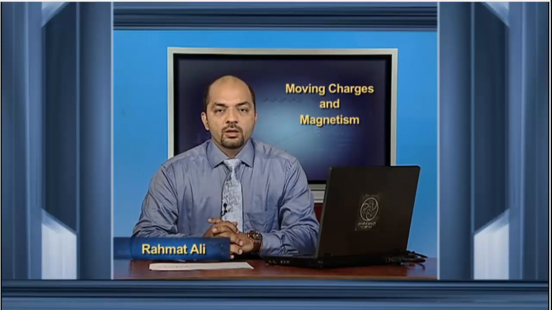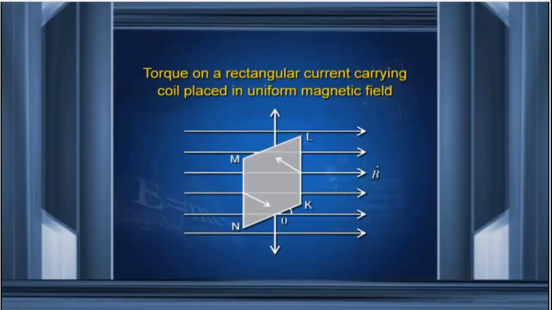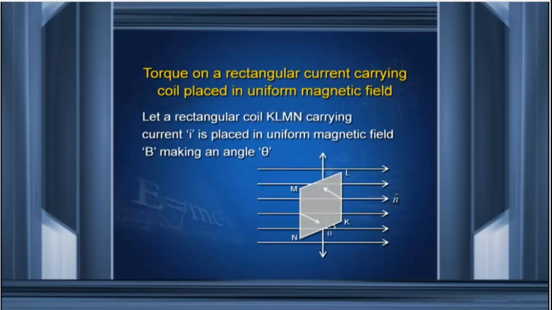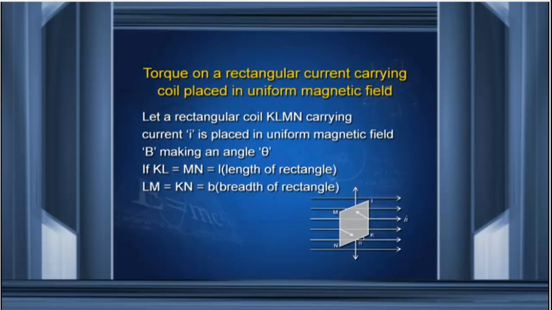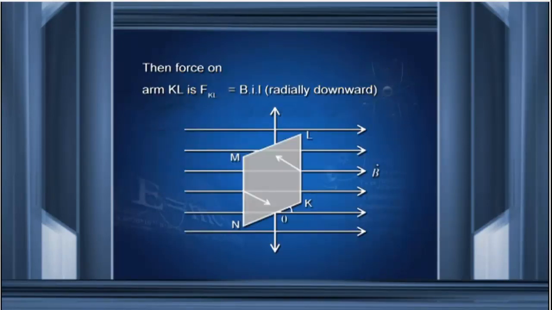We'll begin with the topic torque on a rectangular coil carrying current placed in a magnetic field. Let a rectangular coil KLMN carrying current I be placed in a uniform magnetic field B, making an angle theta. If KL equals MN equals the length L of the rectangle, and MN equals KN equals b, the breadth of the rectangle, then the force on arm KL is F_KL equals BIL.